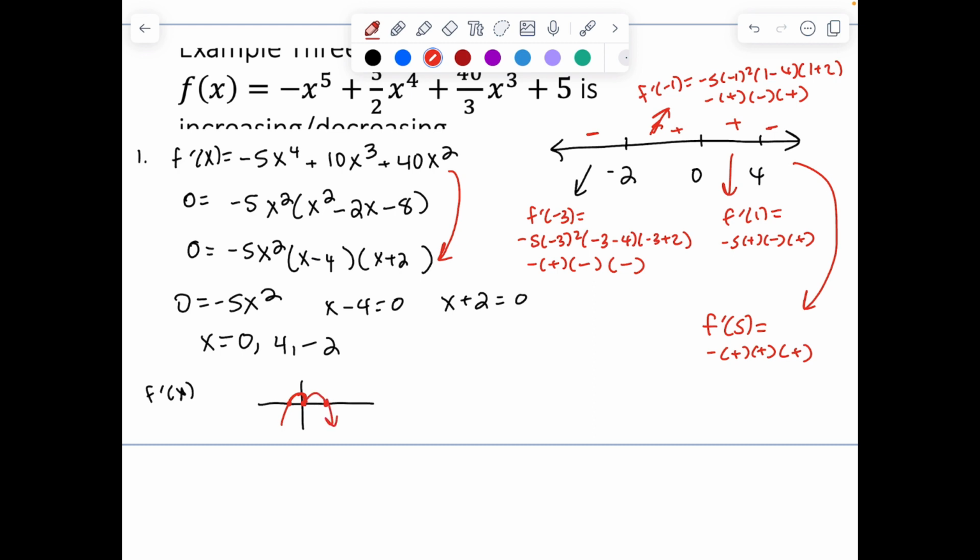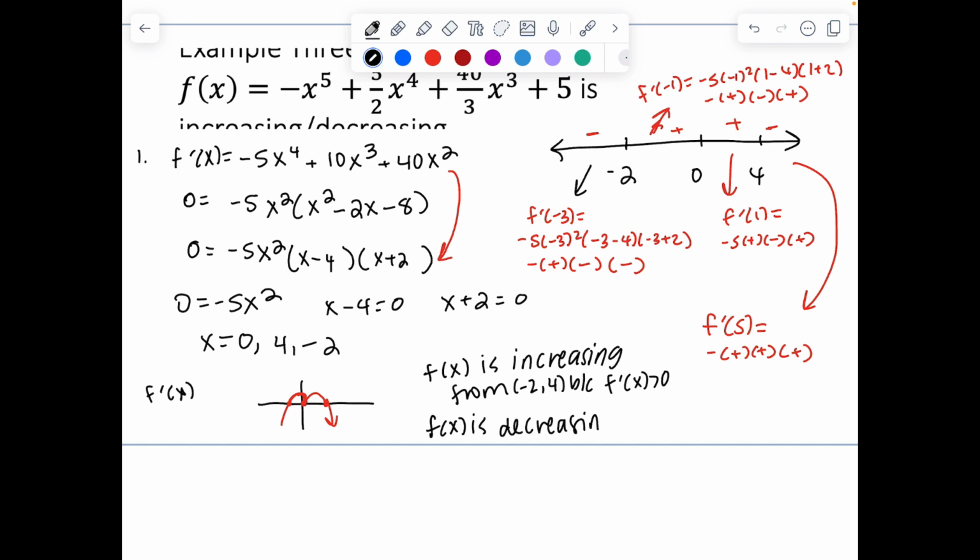So from that, if you were to look at the sketch, it looks almost like this. It obviously doesn't look exactly like that, but it stays positive for 2 intervals. And so my conclusion here is that f of x is increasing from -2 to 4 because f prime of x is greater than 0, and then f of x is decreasing from -infinity to -2 and 4 to infinity because f prime of x is less than 0.